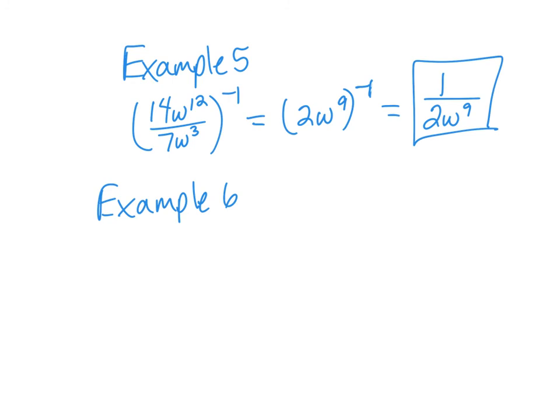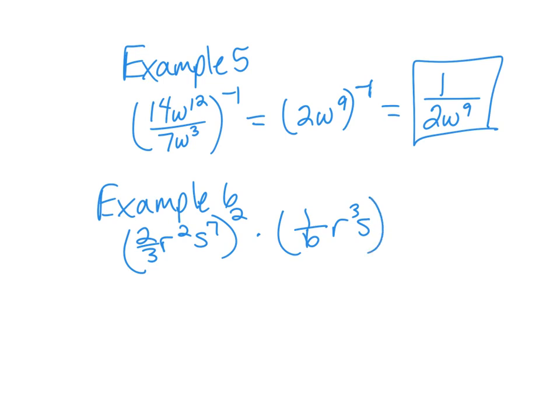Example 6. We're going to use some power rule. We're going to use some product rule. So this one says (2/3 r to the second s to the 7th) all to the second power times 1/6 r to the third s. That's a 6, not a b.